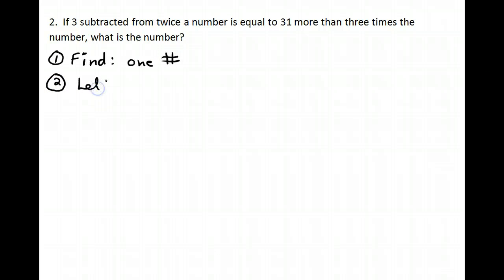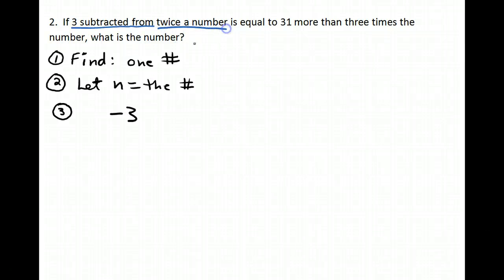Now if we're just finding one number, it's pretty easy. We just let n equal the number. For step 3, I need to do some translating. First of all, it says if 3 is subtracted from, okay, if I subtract 3 from something, that's going to look like this. What am I subtracting it from? I'm subtracting it from twice a number. Okay, so 2n minus 3.